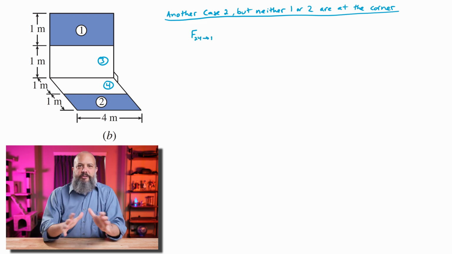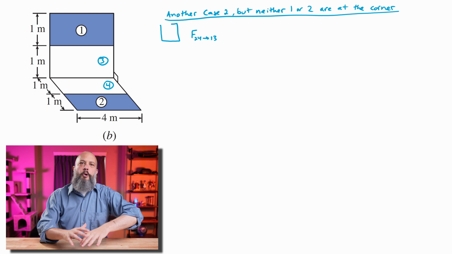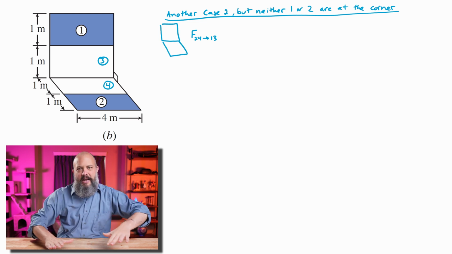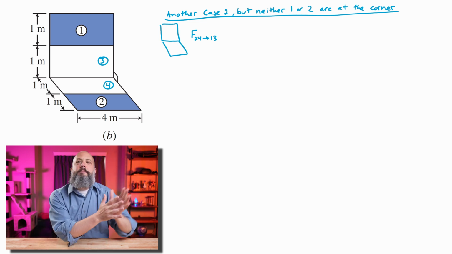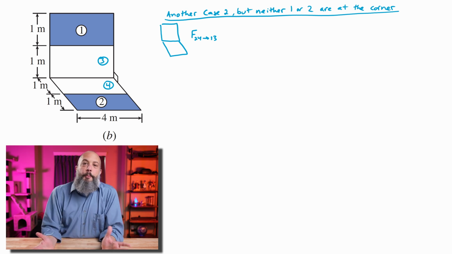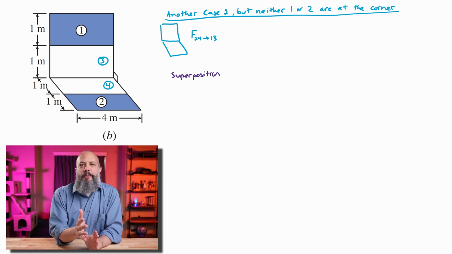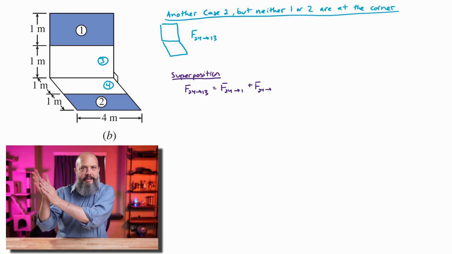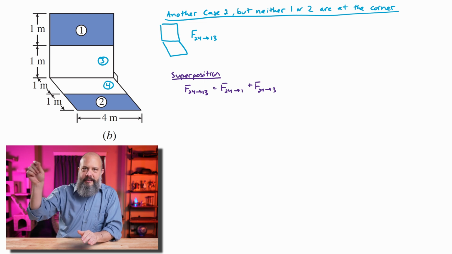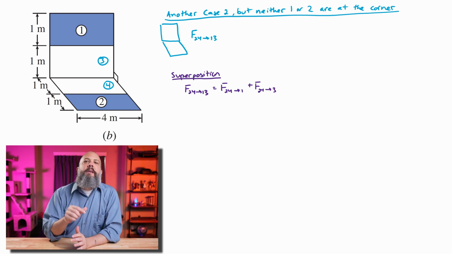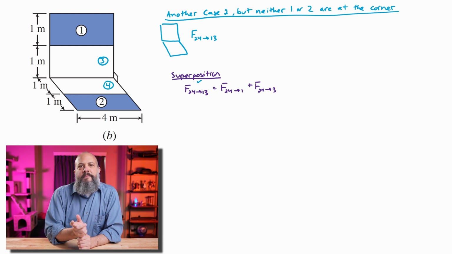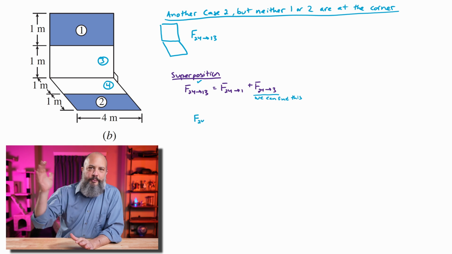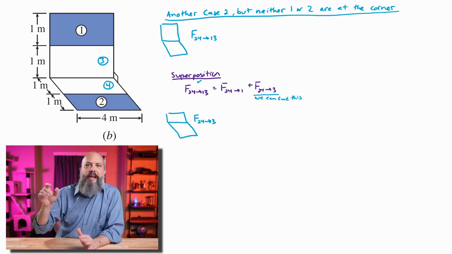So I'm going to start with just the largest possible, right? F24 to 13. So the entire bottom to the entire side. And the reason I might want this is that I'll be able to use superposition and I'll be able to divide this in half. So F from 24 to 13 is equal to 24 to 1 plus 24 to 3. And I'll be able to calculate two of those, right? 24 to 13, the whole side, that does share a corner, and also 24 to 3 also shares a corner.